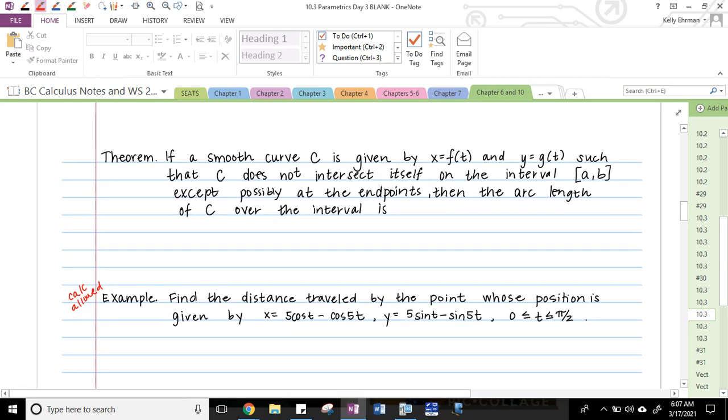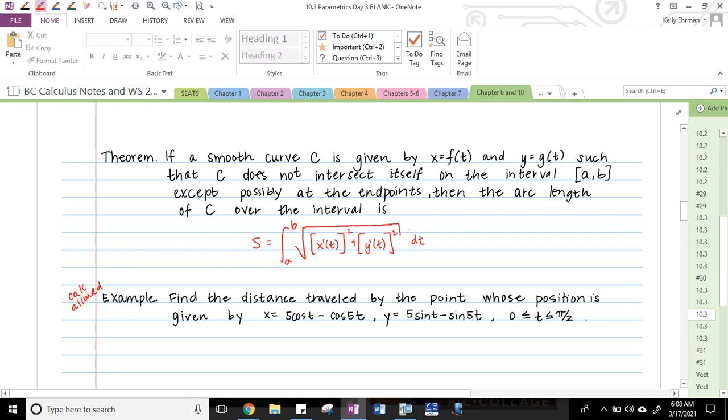So if we have a smooth curve C given by x and y, which are parametric equations, and C does not intersect itself on the interval a to b, except maybe at the endpoints, then the arc length of C over the interval is our formula that we just wrote. But let's write it in terms of x prime and y prime, just to give it a different look. So the integral of the square root of x prime of t squared plus y prime of t squared dt.